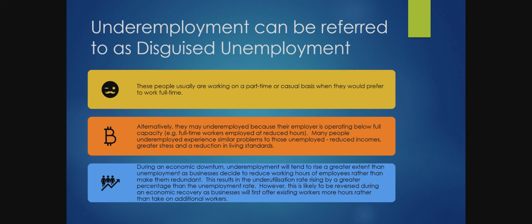So during an economic downturn, underemployment will tend to rise to a greater extent than unemployment, as businesses decide to reduce the working hours of employees rather than making them redundant. This results in the underutilization rate rising by a greater percentage than the unemployment rate. However, this is likely to be reversed during an economic recovery, as businesses will first offer existing workers more hours rather than take on additional workers.